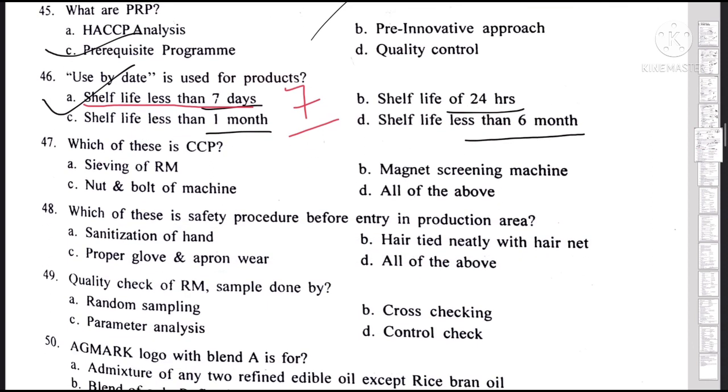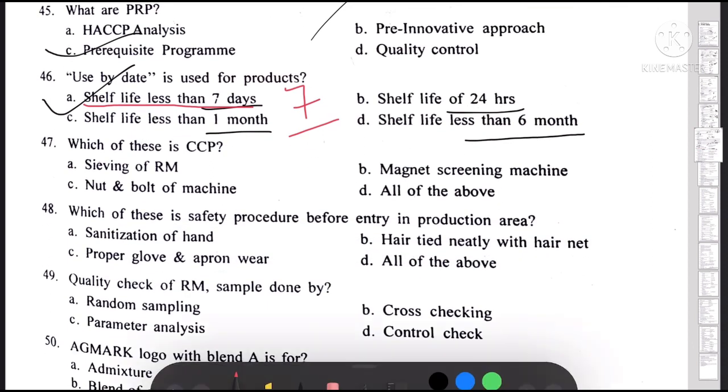Next. Which of these is CCP: sieving of RM, magnet screening machine, nut and bolt off machine, or all of the above? CCP, critical control point, is a step at which control can be applied and is essential to prevent or eliminate a food safety hazard or to reduce it to an acceptable level. HACCP is a system which identifies, evaluates and controls hazards which are significant for food safety. So which of these is CCP? Magnet screening machine is a critical control point.